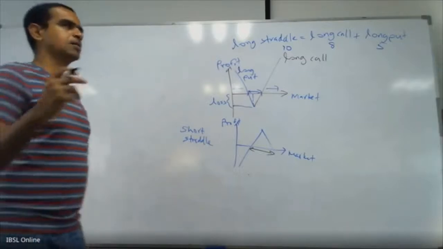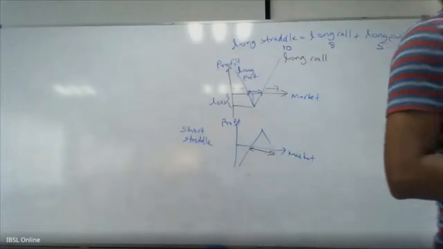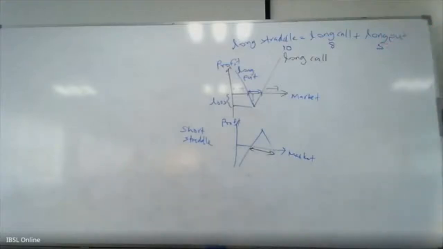If the market crashes, if it starts coming down, which option do you think will get exercised? The call option or the put option? Which option will get exercised?